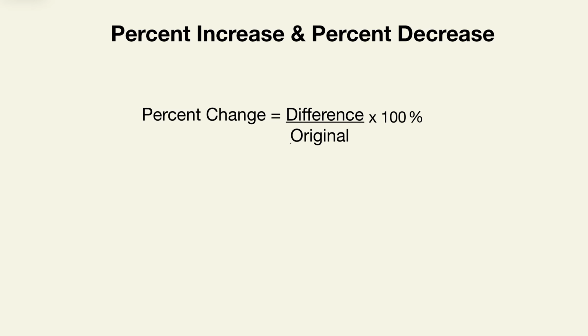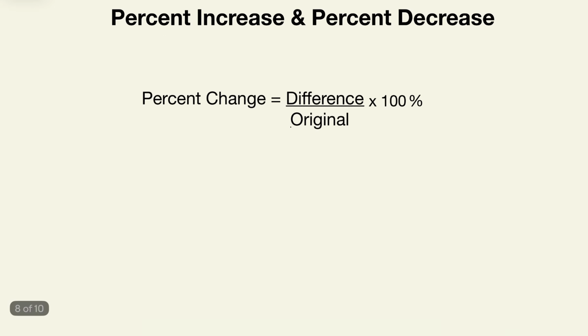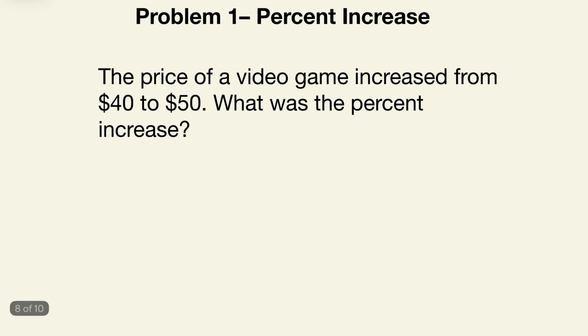So let's begin with problem number 1, percent increase. This word problem reads, the price of a video game increased from $40 to $50. What was the percent increase? The first step is for us to find the change. We can see here that the video game price increased from $40 to $50. So it makes sense that we're going to take 40 from 50.